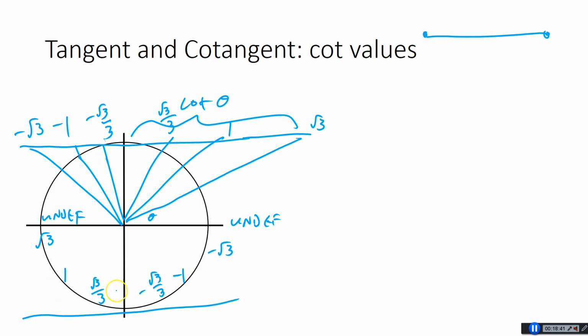So positive, negative as we go around. Same values. So we go 0 at the top and bottom. It'd be 0. Maybe write it backwards since it's the opposite of tangent, right? So we'd have undefined, and then we're getting shorter as we come along here. So we'd have root 3, then 1, then root 3 over 3, and then 0 at the top and bottom, because that's where the line touches.